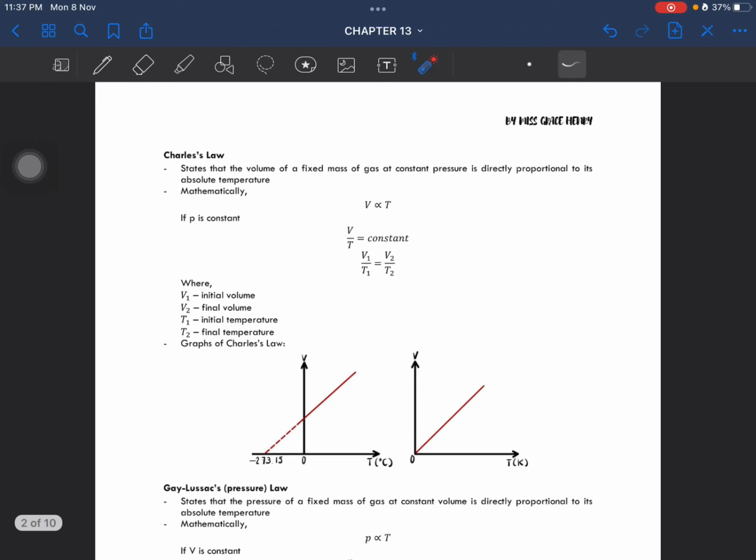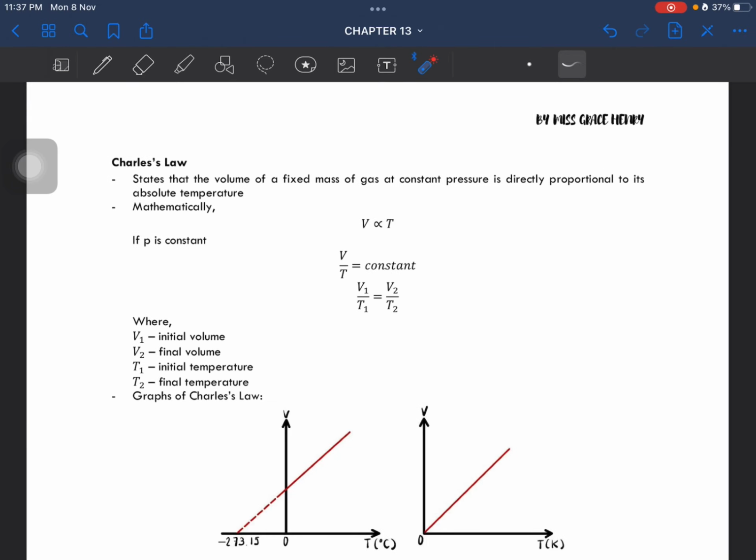Okay, the second law is Charles' law. Here, volume is directly proportional to its absolute temperature. Absolute temperature means it has to be in Kelvin. And this is focusing on constant pressure. So at constant pressure, the volume is directly proportional to the absolute temperature. If the pressure is constant, we can then get this equation.